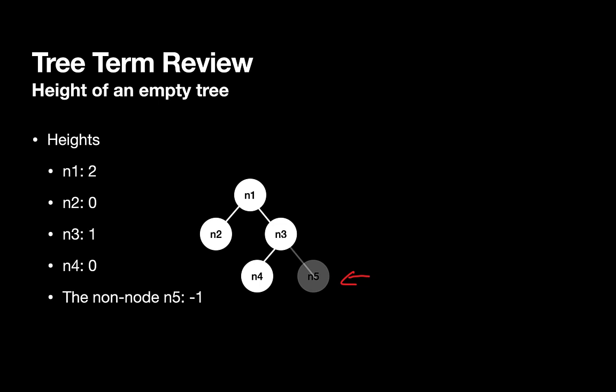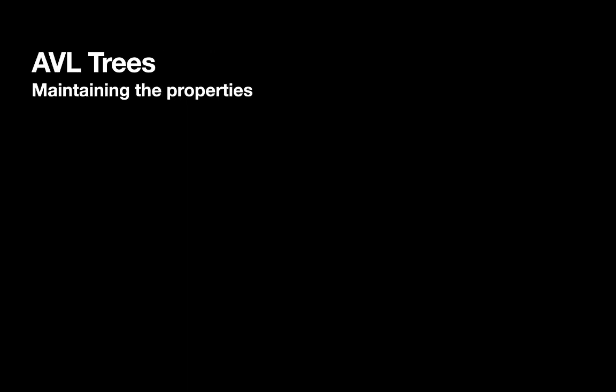There are other ways to think about this where you could change your representation of height or focus on the concept of balance rather than height, but sometimes it's convenient to think of non-existent nodes as having a height of -1. Okay, so our goal in building and working with AVL trees is maintaining these properties. And we're going to do that incrementally, and that's really, really important.